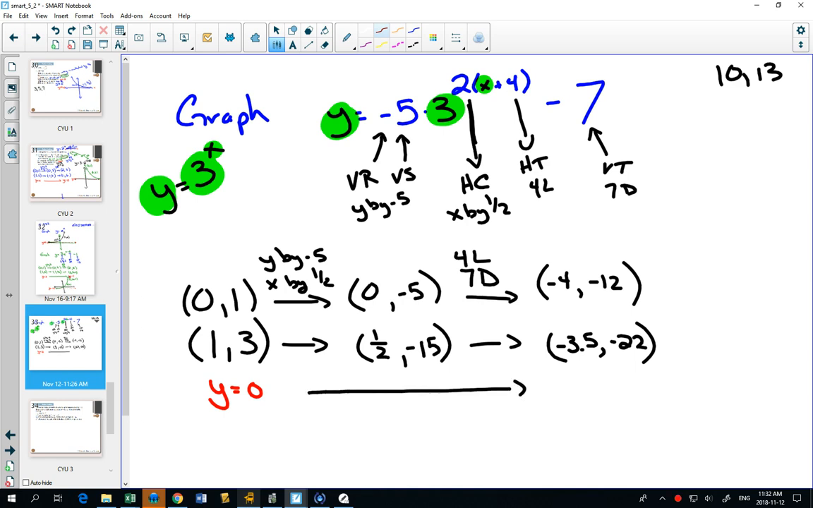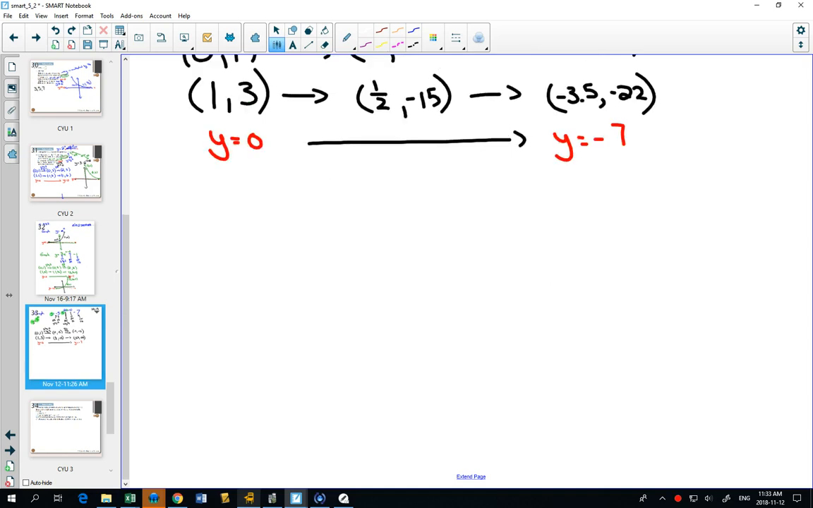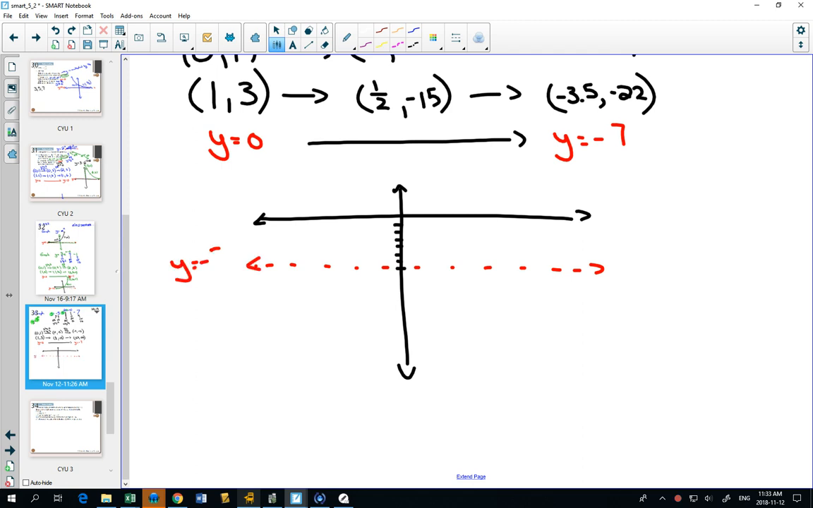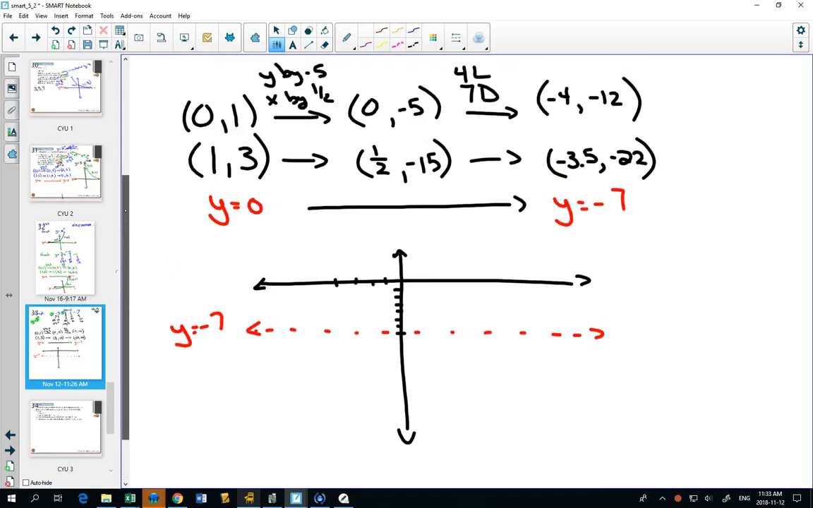What's going to happen to our asymptote? It's going to move down 7 as well. So now, considering where your points are and considering your asymptote, I'm going to draw my axes like this. Draw my asymptote at y equals negative 7. Label my points. I have negative 4, negative 12, and negative 3.5, negative 22. Based on those points going towards my asymptote, it's got to swoop this way.